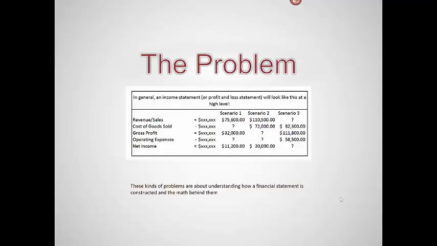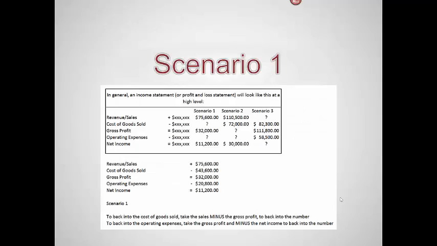So this problem is taking a look at an income statement and saying, for example, in scenario one, if we have $75,600 in revenue and a gross profit of $32,000, let's back into what our cost of goods sold was. That's basically what this is doing. It's just asking you to do the math in different ways so that it's solidified in your mind how an income statement flows as far as calculations go. So let's take a look at scenario one then.